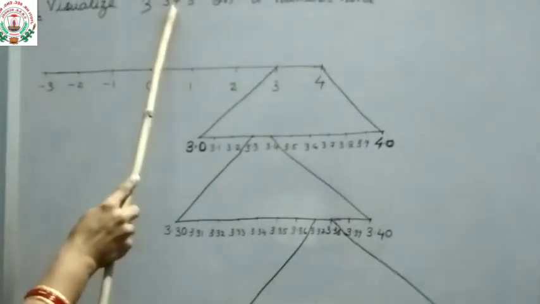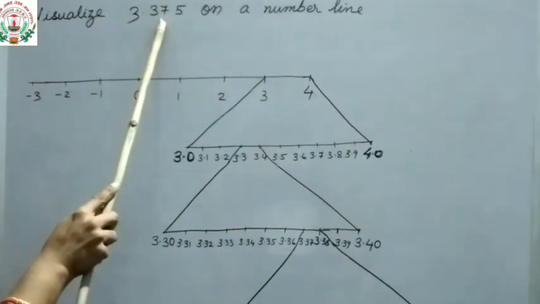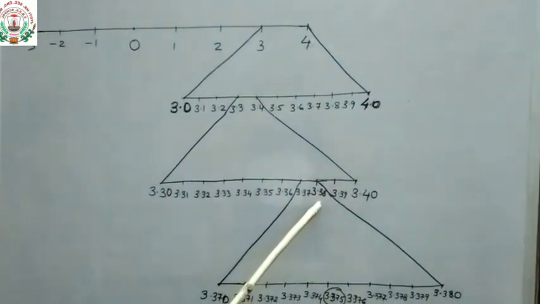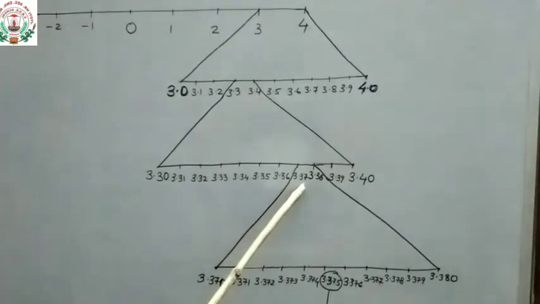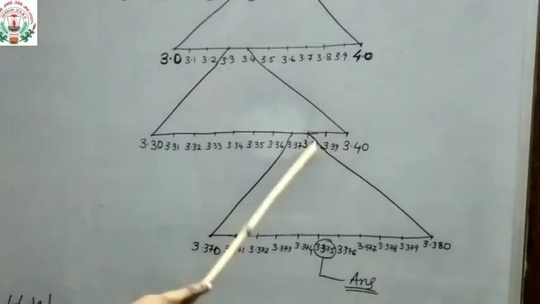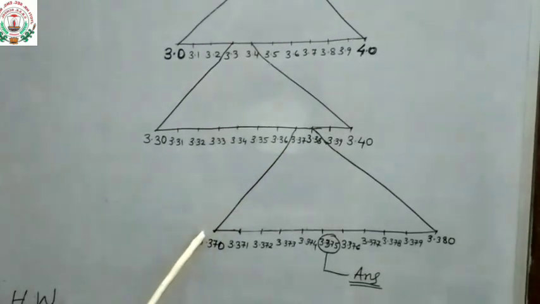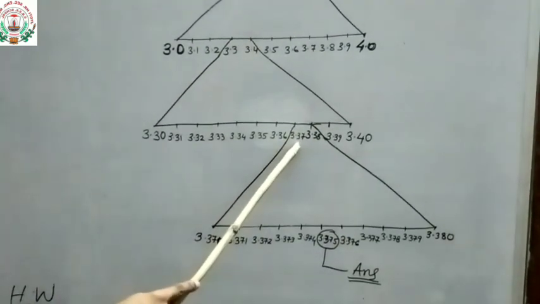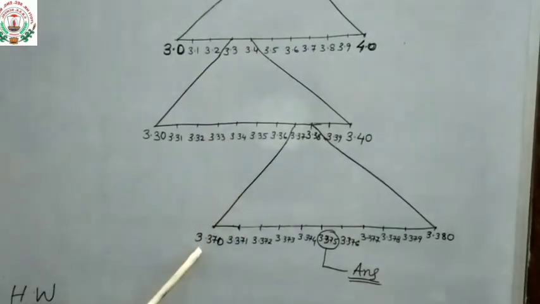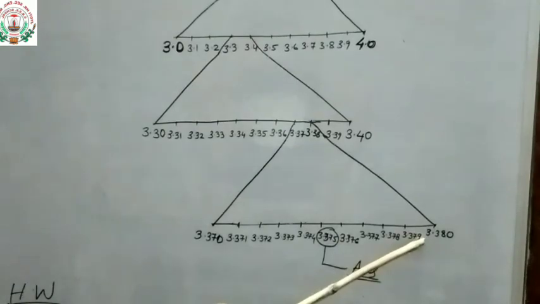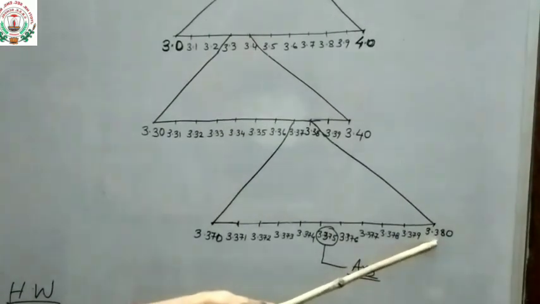Now see the next value. What is it? 7. 7 means the number lies between 7 and 8, that means between 3.37 and 3.38. So again we'll draw a number line between these two values. So what will be our ending value here? The starting value will be 3.370 and the last one will be 3.380.